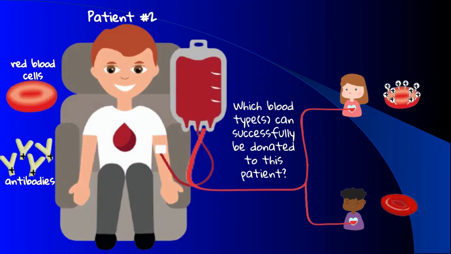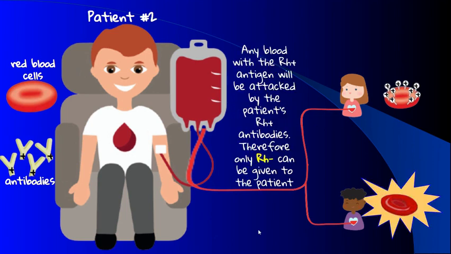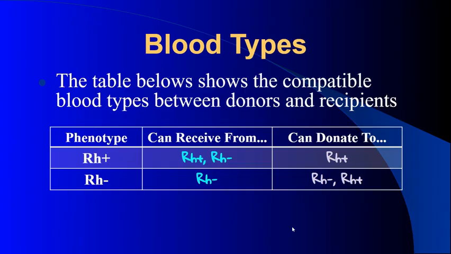Now, patient number 2 has no Rh antigens, so this makes patient number 2 Rh negative. He has the Rh positive antibodies to fight off any positive blood. So which blood types can successfully be donated to our patient number 2? Any blood with the Rh positive antigen will be attacked by the patient's Rh positive antibodies. Therefore, only Rh negative can be given to the patient. The table below shows the compatible blood types between donors and recipients, which we just saw in those 2 examples we looked at.